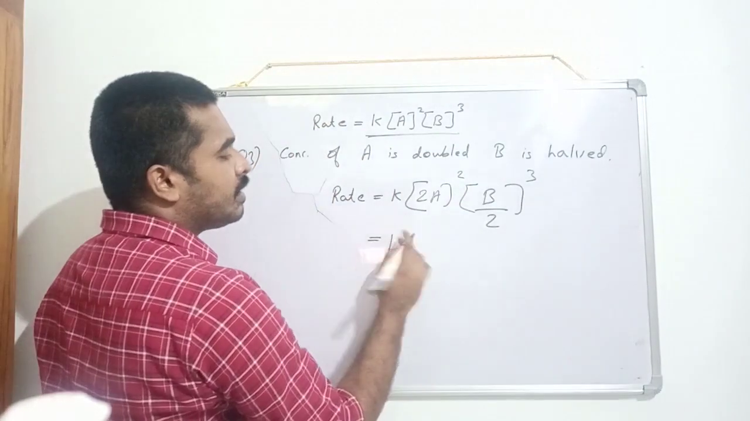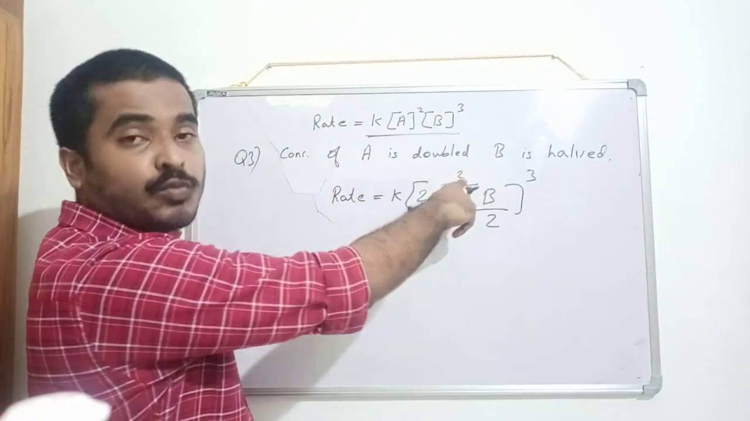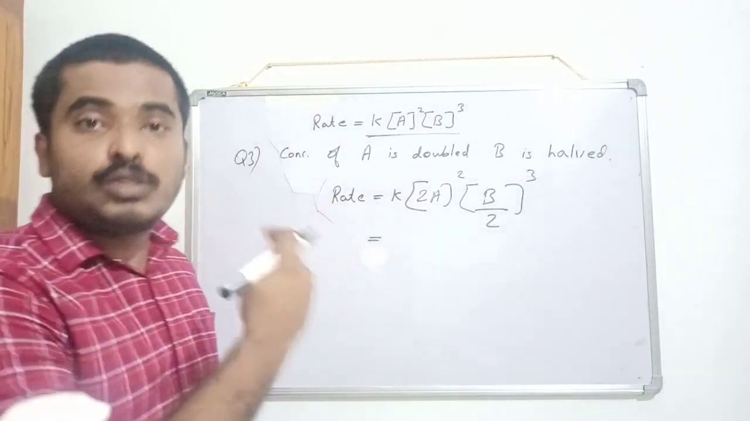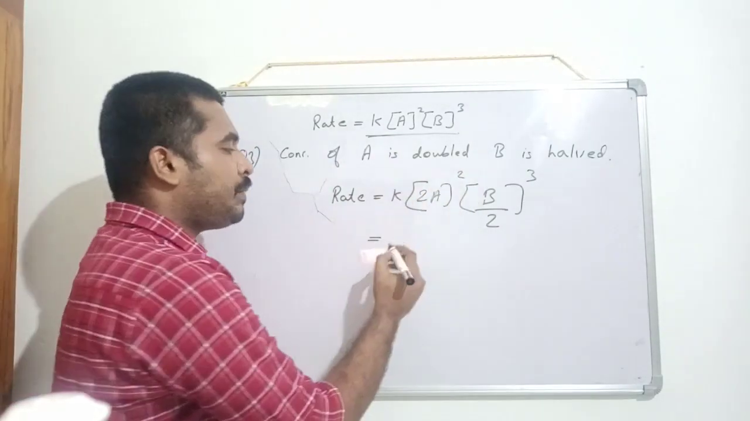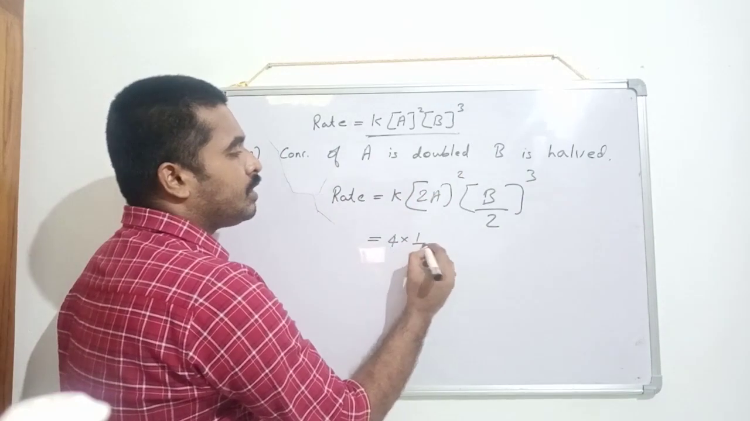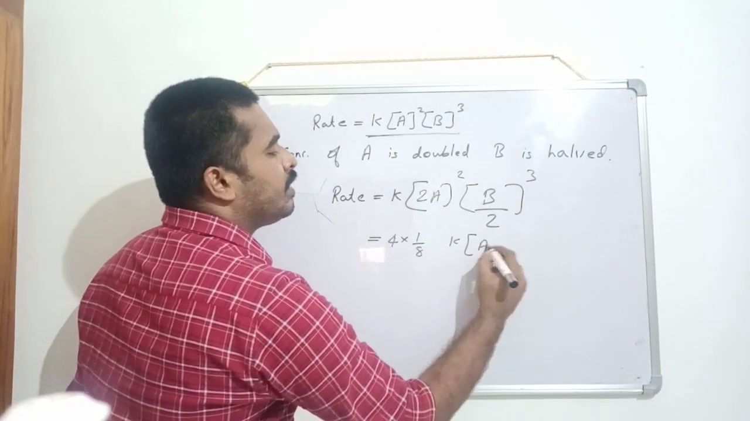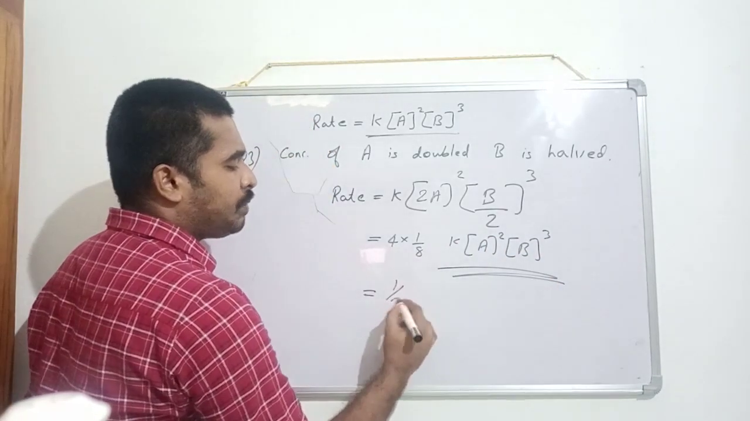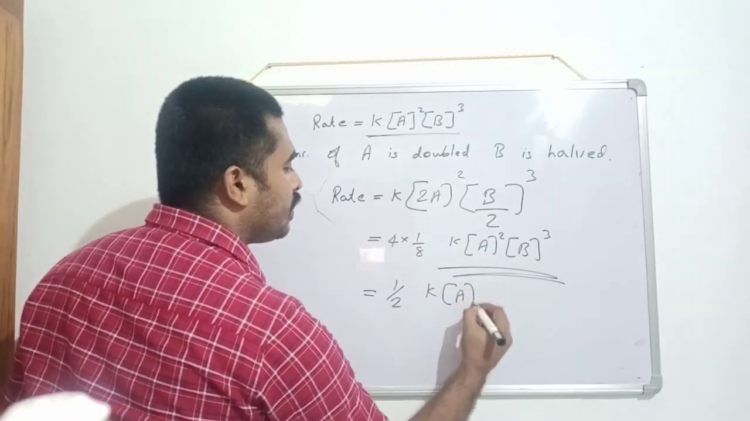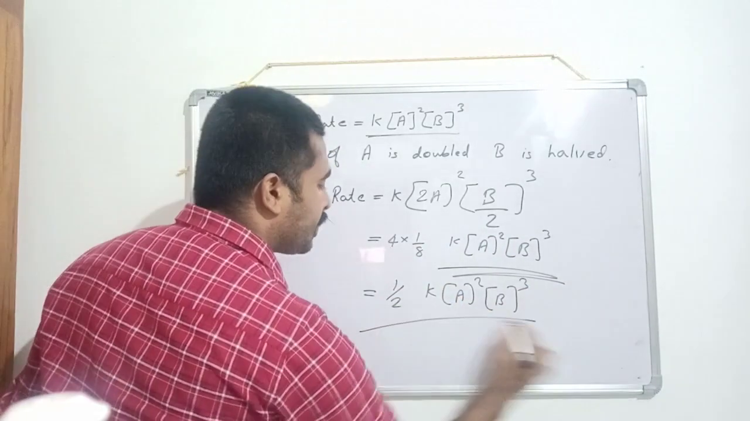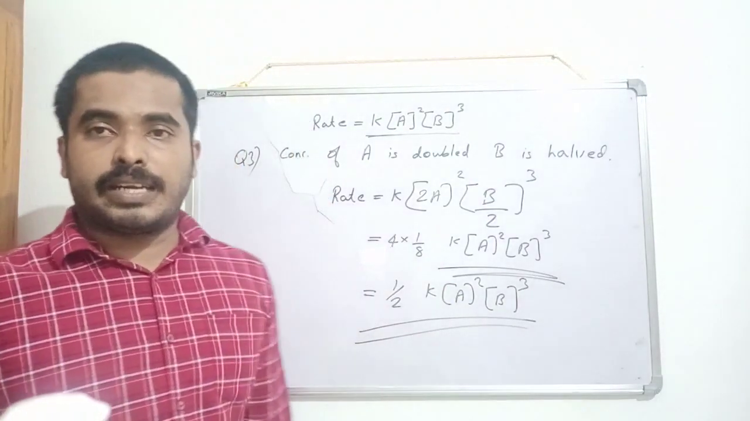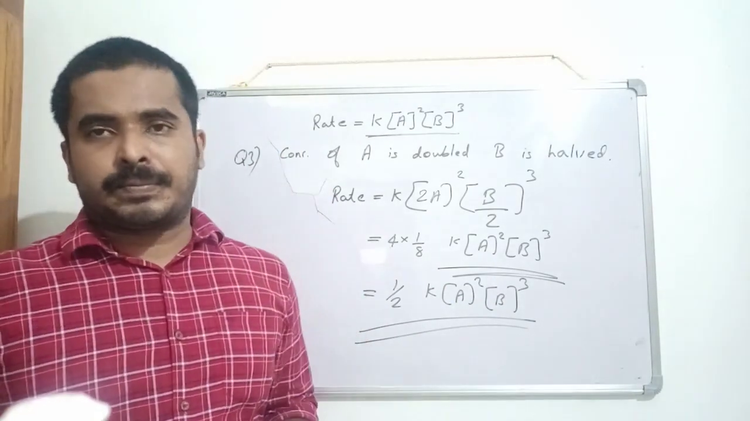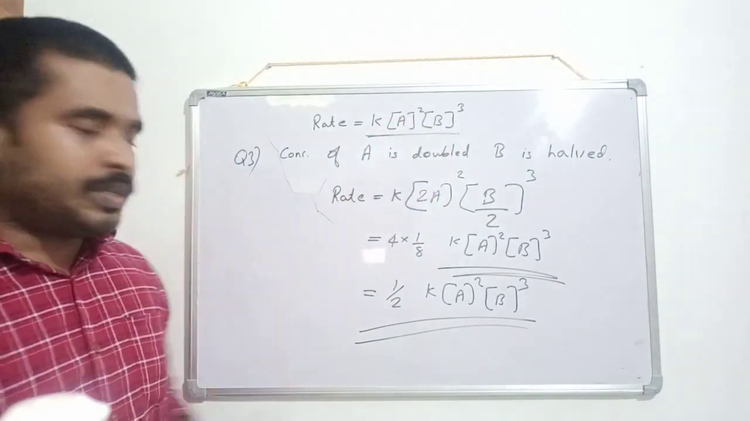So the answer is, take the numerical part outside. 2 square is 4. 1 by 2 whole cube is 1 by 8. So we will take 4 into 1 by 8 outside. When taking 4 into 1 by 8 outside, it will become 4 into 1 by 8 into K into A square into B cube. This is our rate itself. 4 into 1 by 8 is 1 by 2. K into A square into B cube. Rate will become half the initial rate. I hope you understood how to do questions like this. Okay? One more question, something that is connected to this.